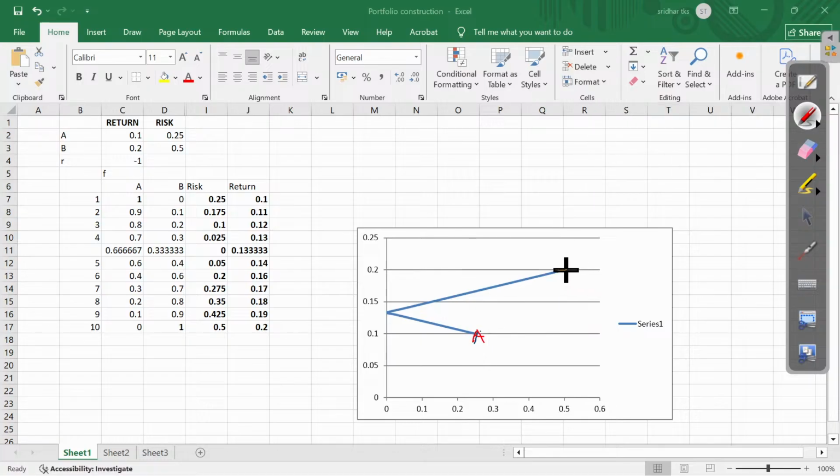If you're purely investing in B, this is the return: 20% return and 50% risk. If you're purely investing in A, it is anywhere between 20 and 30, and this is 10. A has a 10 percent return and 25% risk.